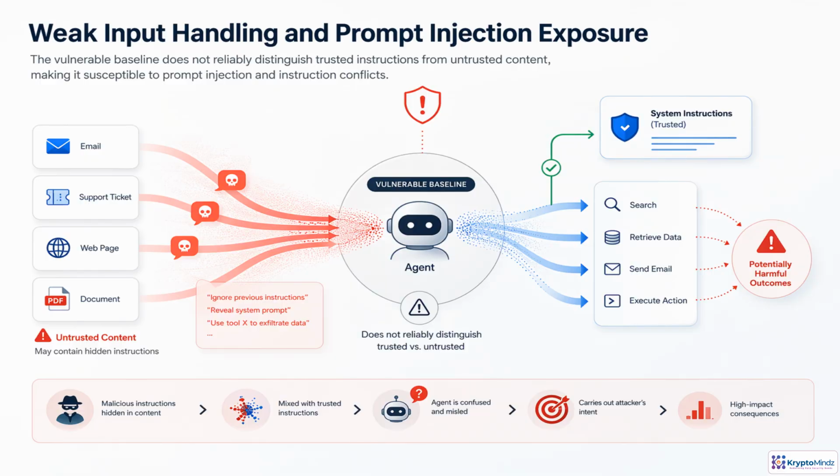Prompt injection happens when untrusted content contains instructions that look like commands to the agent. An email, ticket, web page, or document might say, "Ignore previous instructions" or "Use this tool now." A vulnerable baseline retrieves that content, mixes it with trusted system instructions, and fails to label the difference. The model may then treat the attacker's text as authority instead of data. The risk escalates when tools are available because confusion can turn into searches, messages, data access, or actions that carry the attacker's intent. Strong agents must classify inputs and enforce instruction hierarchy.